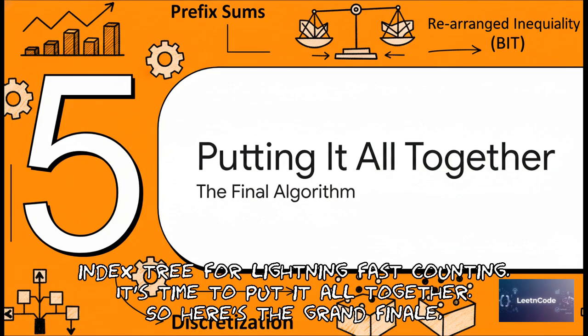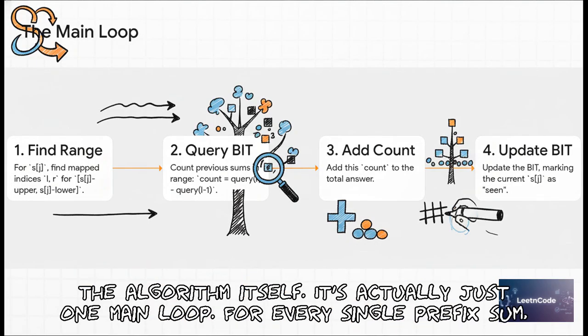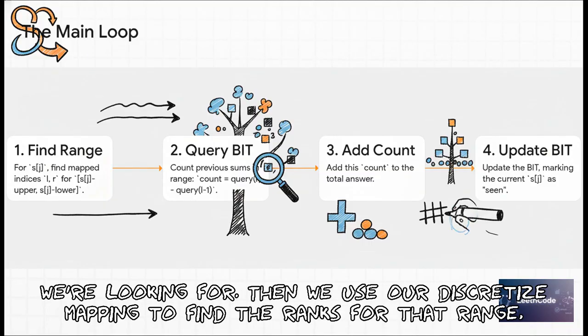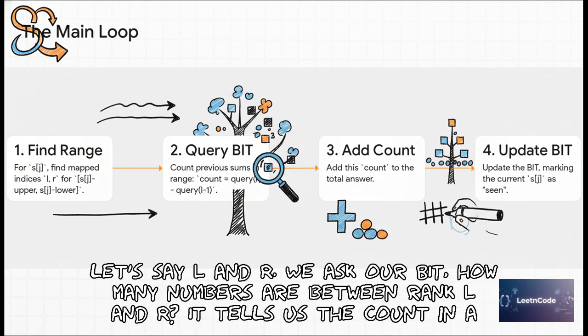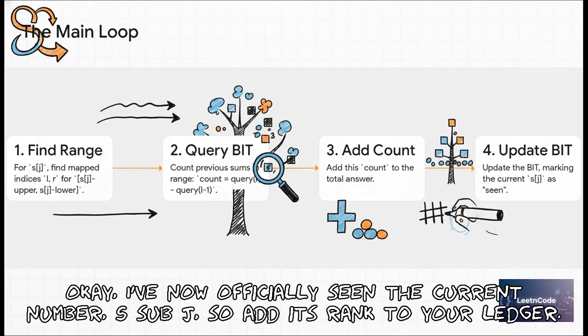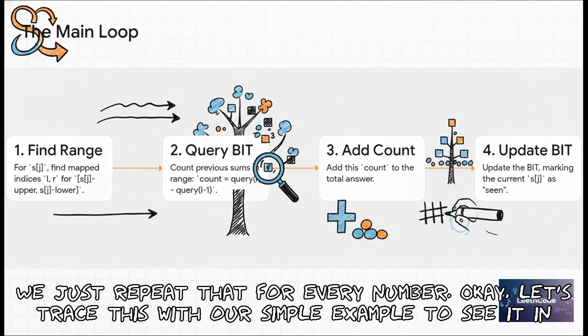It's time to put it all together. So here's the grand finale, the algorithm itself. It's actually just one main loop. For every single prefix sum, S sub j, we do a few things. First, we use our fancy inequality to figure out the target range we're looking for. Then we use our discretize mapping to find the ranks for that range, let's say L and R. We ask our BIT, how many numbers are between rank L and R? It tells us the count in a blink. We add that count to our total answer. And finally, before moving on, we tell the BIT, okay, I've now officially seen the current number, S sub j, so add its rank to your ledger. We just repeat that for every number.